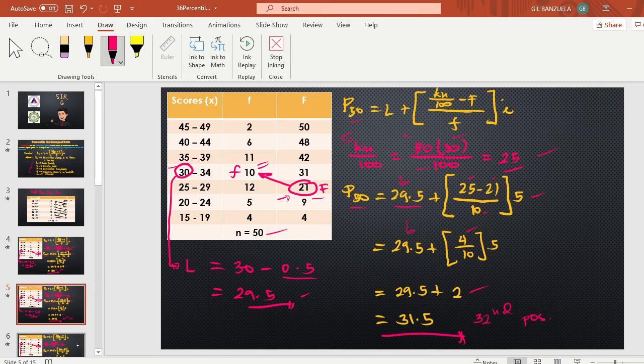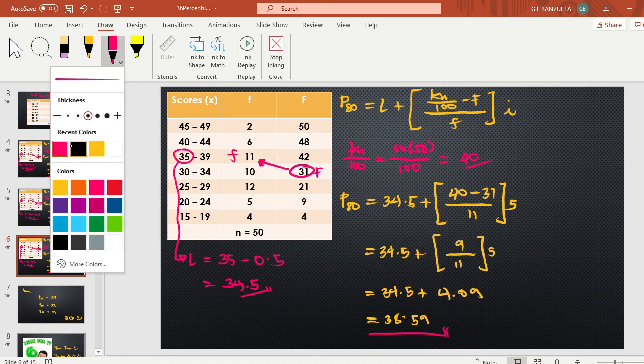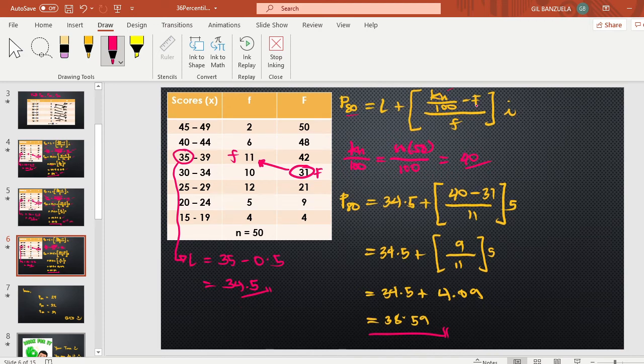And of course, finally, we are looking for P of 80. Alright, again, let's do the drill. This is your K. Just plug in that to your Kn over 100 minus your cumulative frequency divided by the frequency where the lower limit is located times the class interval. Again, the first thing first. So let's solve for Kn over 100. So your K is 80. Just plug in that, and your N is 50 over 100, so that is equal to 40.